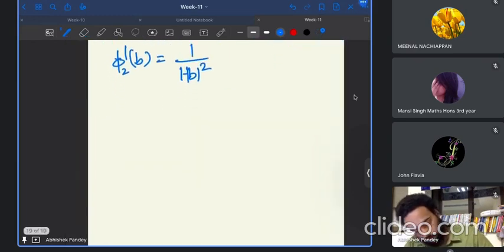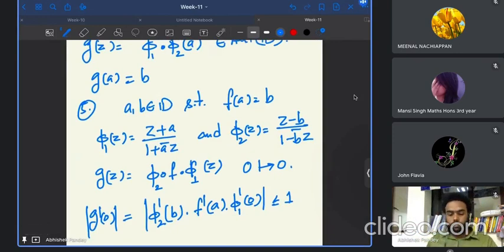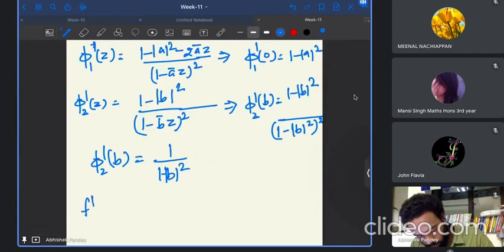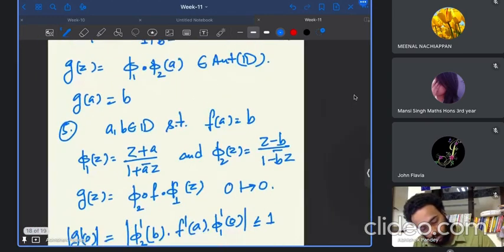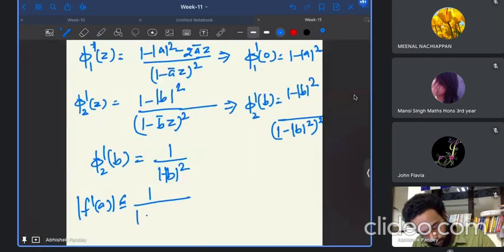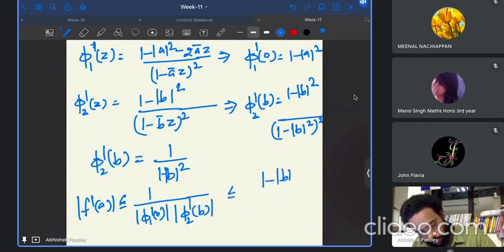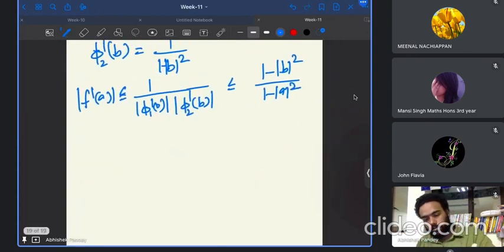So from here you will get mod of f dash a is basically less than or equal to 1 upon mod of phi dash 0 into phi 2 dash b. So this is less than or equal to 1 minus mod b square upon 1 minus mod a square. So this one is known as Schwarz lemma.